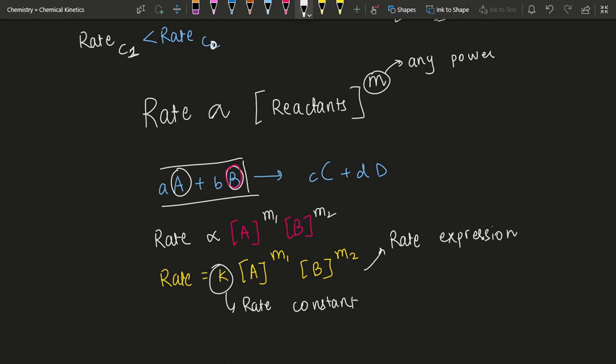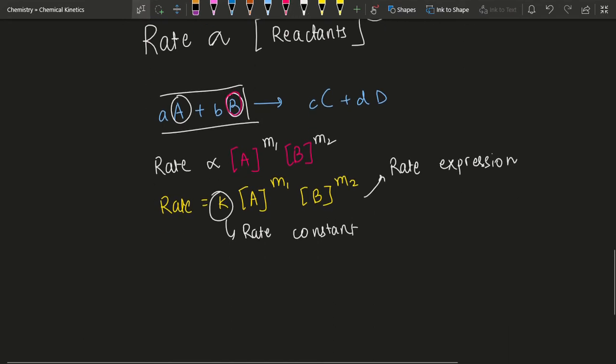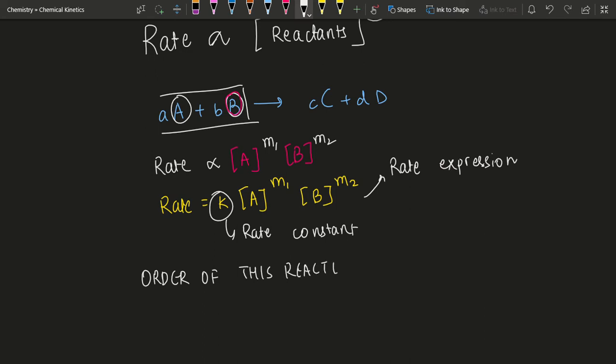And also, there is something that's called the order of the reaction. So if you take the order of this reaction that you have, A plus B, there are actually two reactants. Order of this reaction with respect to A, let me just write WRT for with respect to. With respect to A, the order of the reaction is said to be M1, this exponent right here.